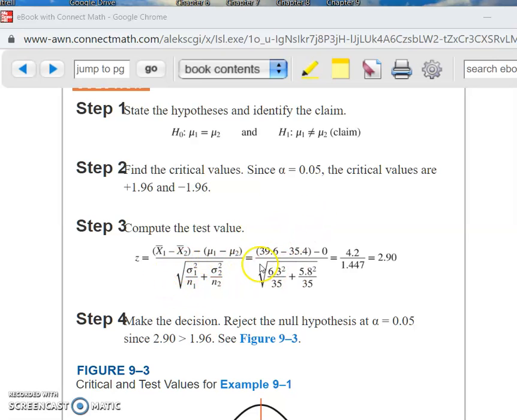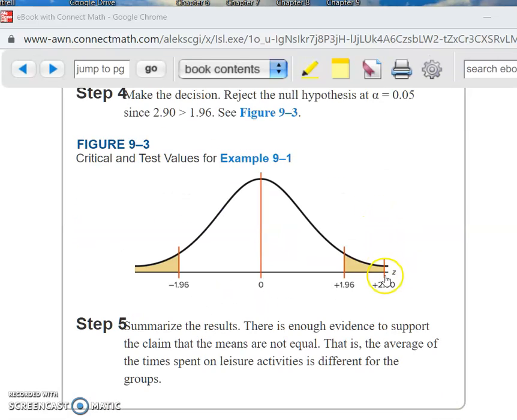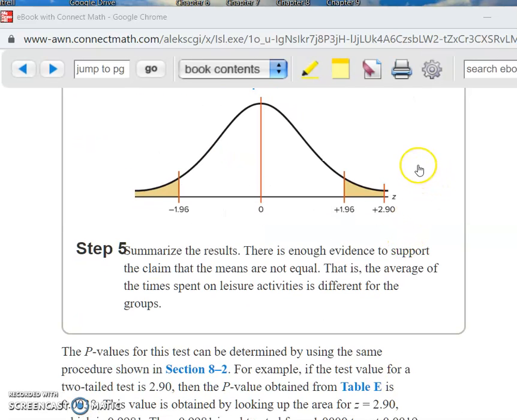And what is usually going to happen is the mu1 take away mu2, this term right here is going to be 0 because our null hypothesis is that they're equal. So you crank out all of these numbers and you come up with this. 2.90 is the test value. Go to your cartoon, your 2.90 is over here. It's past the critical value, therefore you reject the null hypothesis.